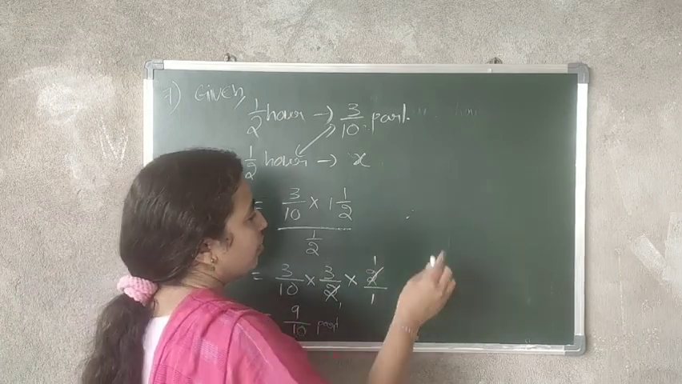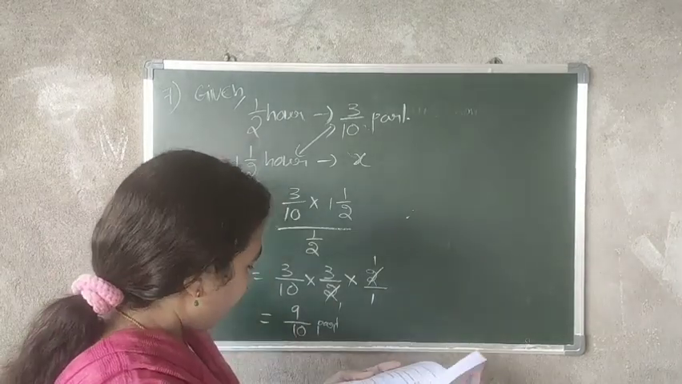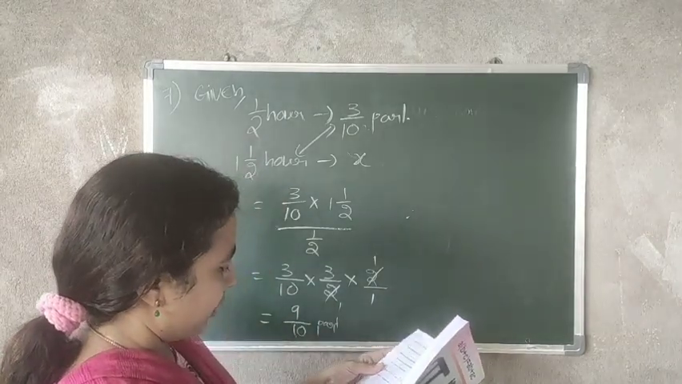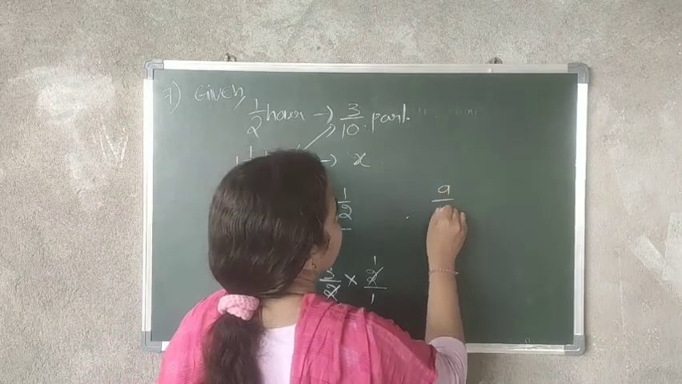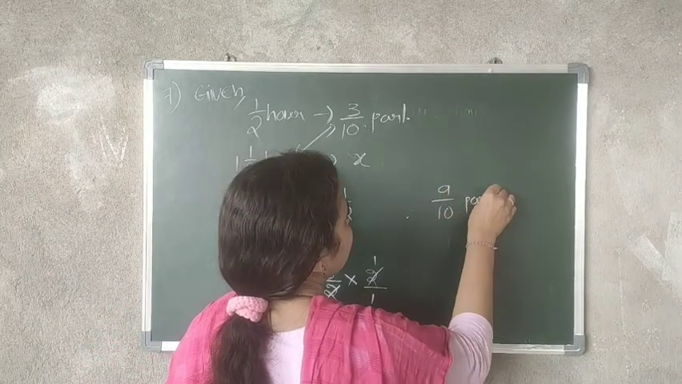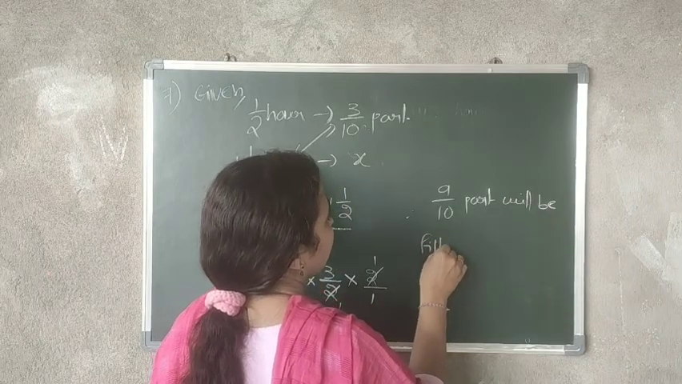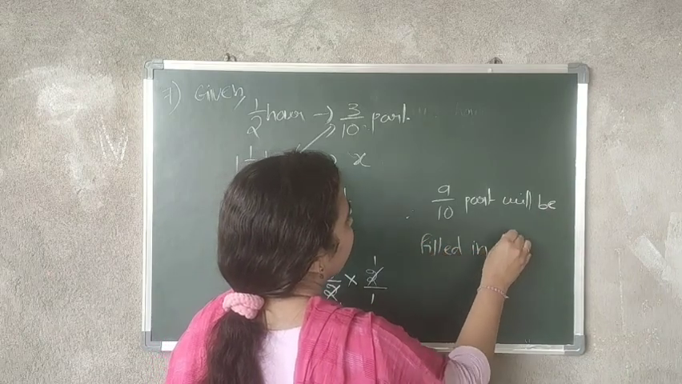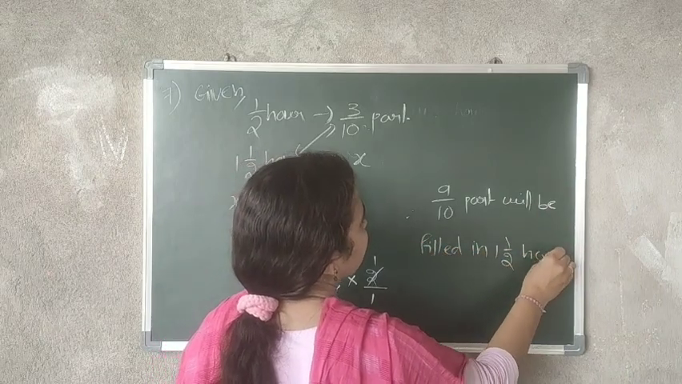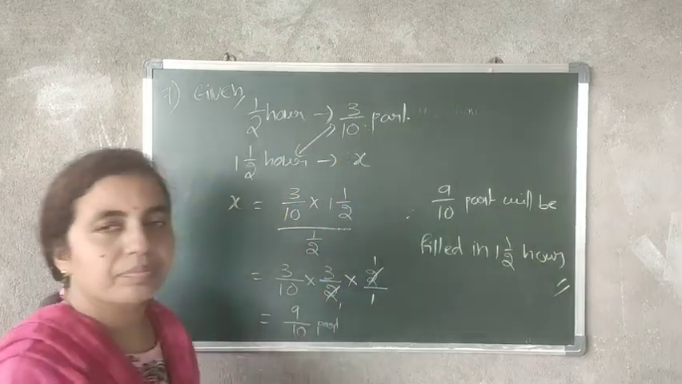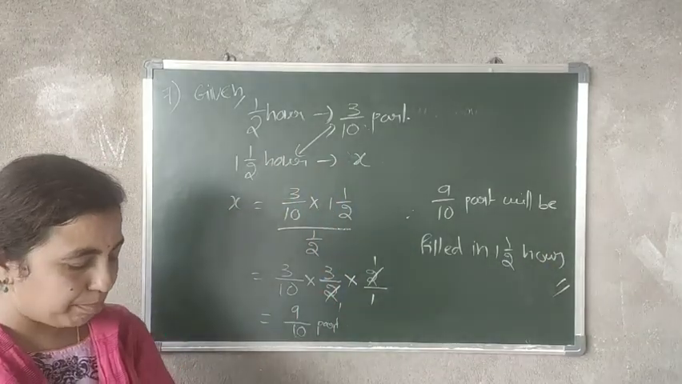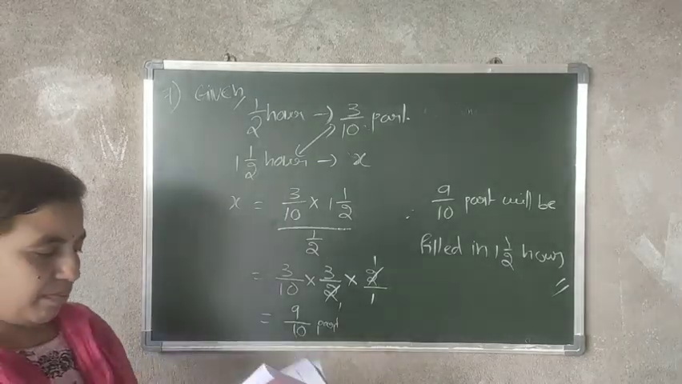So therefore, 9 by 10 part will be filled in 1.5 hours. That's it. Okay, that is example 7.